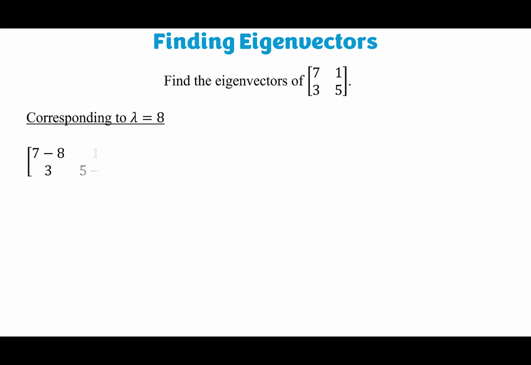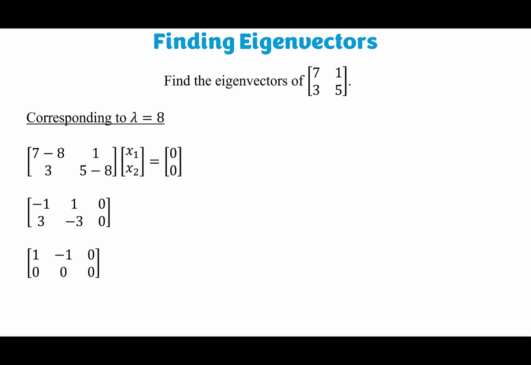All right. So we subtract 8 from the diagonal. Right? So there's A minus lambda I times x equaling 0. We can write the augmented matrix representing that. Because 7 minus 8 is negative 1, 5 minus 8 is negative 3. We augment the 0 vector at the end. We can reduce this matrix, and we get a row of zeros. So we just have x1 is equal to x2 is the meaning of the top row.